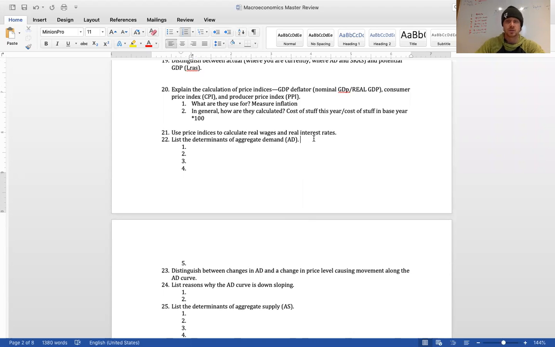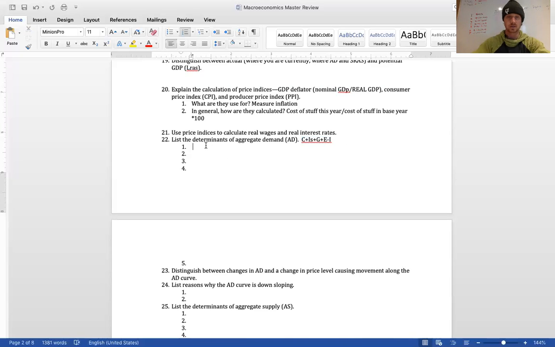So on 22, list the determinants of aggregate demand. Remember, aggregate demand can be calculated two ways, but more often than not, we use total expenditure, which is C plus I plus G plus exports minus imports. So what is going to shift aggregate demand? Well, anything that would shift any of these. That's the short answer. The longer answer can be found on page 176 of your book.